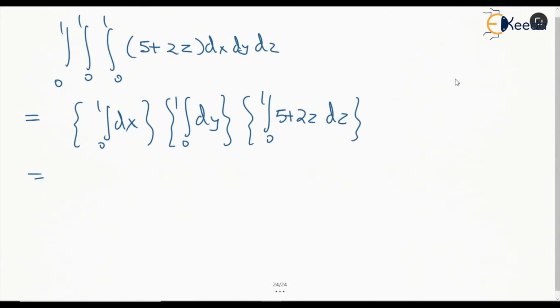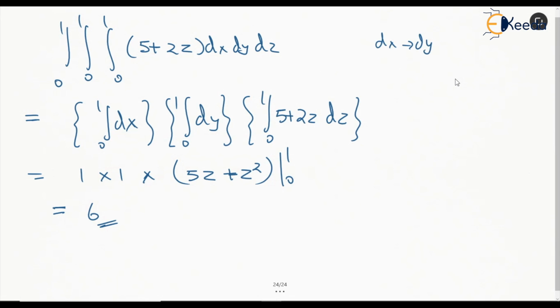So this will become 1 into 1 into this, 5 plus 2z will give 5z plus z square with the limits 0 to 1. So this is 5 plus 1. This is going to be 6. Of course, you can do it one by one also. You can integrate with dx, then after that dy, and then after dz, and you will still get the volume integral to be 6 here. Right? You'll get the same answer.